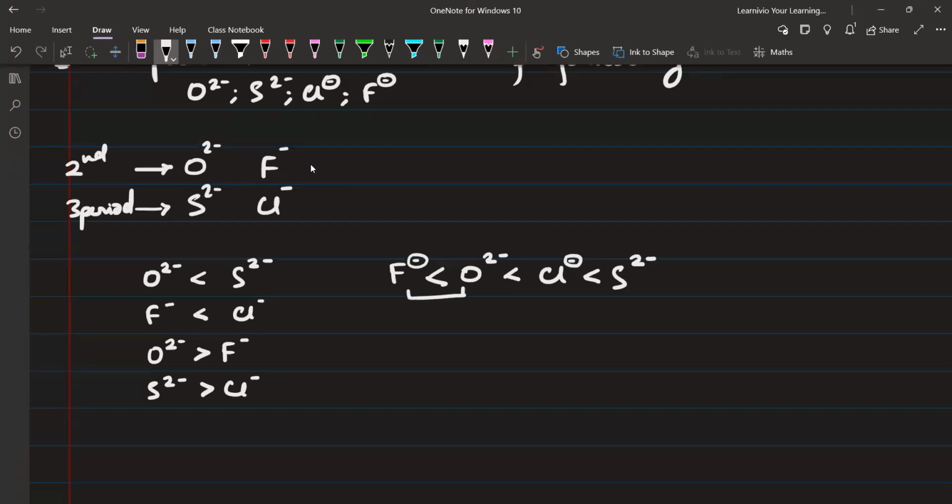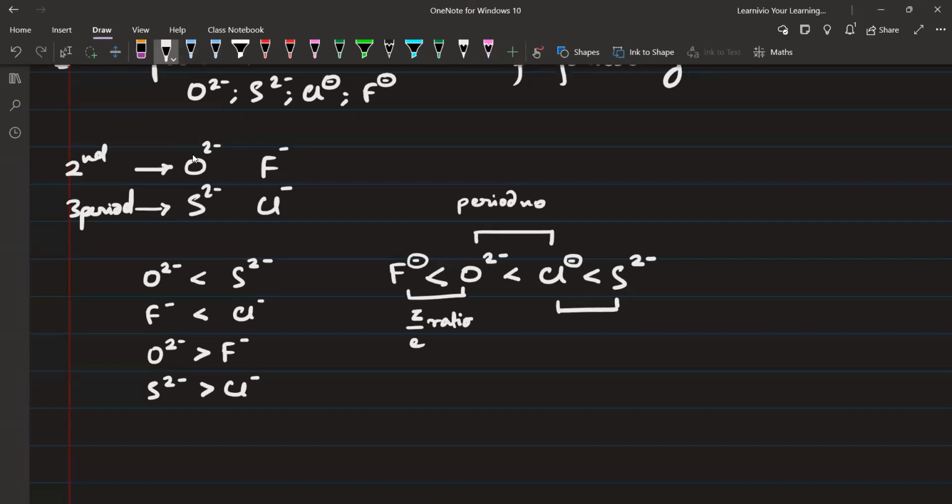What is the deciding factor between these two? The Z upon E ratio. Fluorine has a higher number of protons. That is why it is going to have a smaller size. Oxygen has fewer protons and more electrons. That's why its size is greater. Fluorine size is smaller. Next, what is the deciding factor between oxygen and chlorine? It is the shell number, or the period number, you can say. Oxygen is in a lower period, that is why it has a small size. Chlorine is in a higher period, that is why it has a larger size.